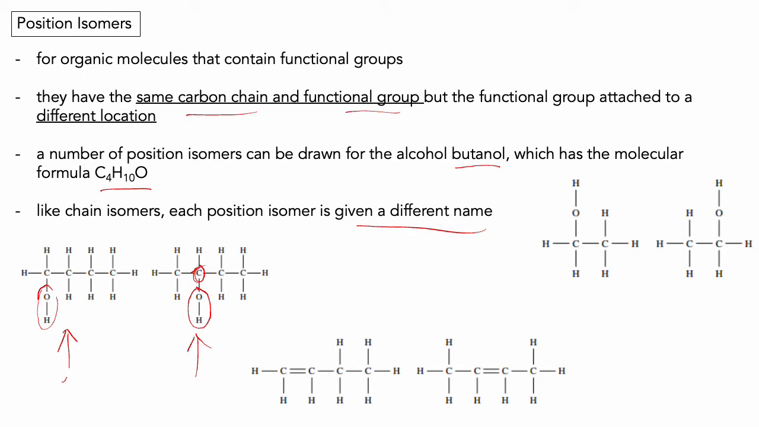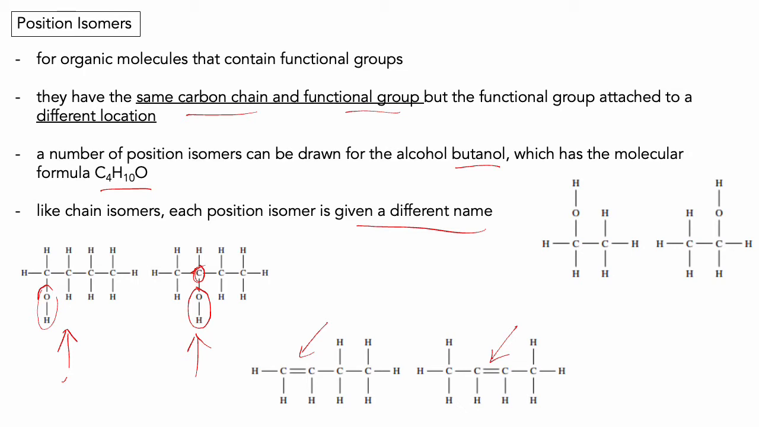Now at the bottom here, we've got an example of butene. We could have a position isomer where we've got the functional group, which is the double bond, in between the first and second carbon, or we could have the position isomer where we have the double bond in between the second and third carbon. So that's also considered a position isomer of butene.